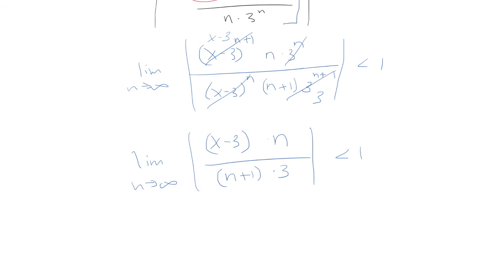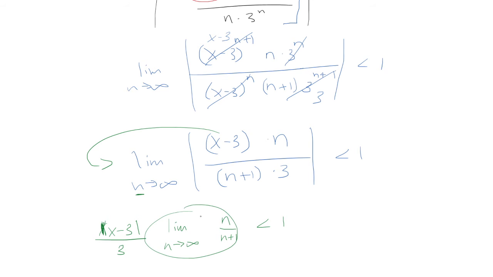I'm going to get the x minus 3. Because it does not depend on n, you can pull this thing out like this. And I can also pull out the 3 as well. So we'll have x minus 3 over 3. You can have the 3 in the absolute value, but the absolute value of 3 is just 3, so who cares? And then you have the limit as n approaches infinity of n over n plus 1, which is less than 1. We know that this is going to equal 1.